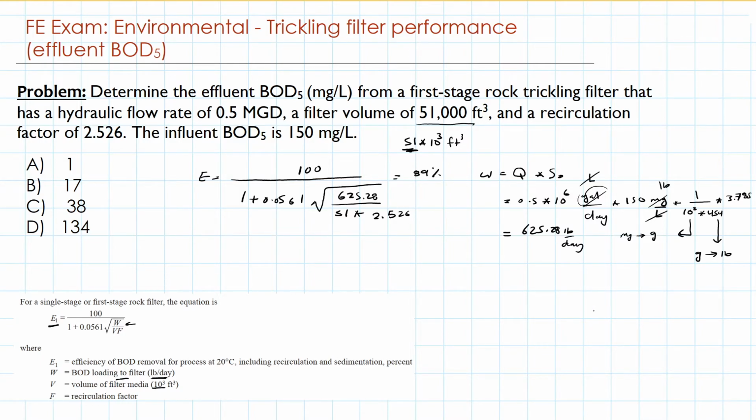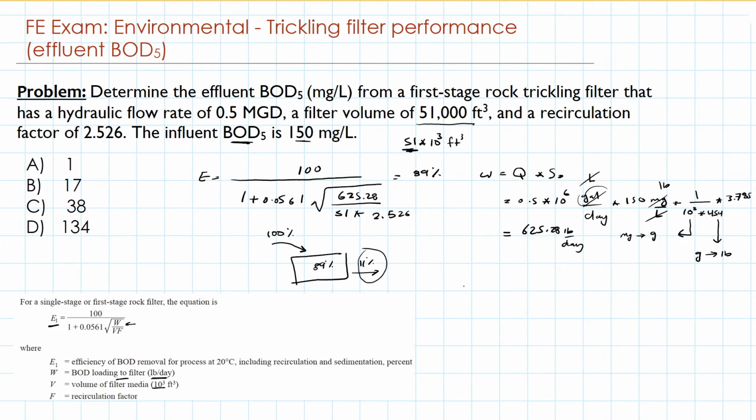Now the efficiency of our filter would be 89%. What does that mean? That means when we are loading our 100% BOD5, which is 150, we will treat almost 89%. That means we are releasing the remaining 11%. This is our effluent BOD5.